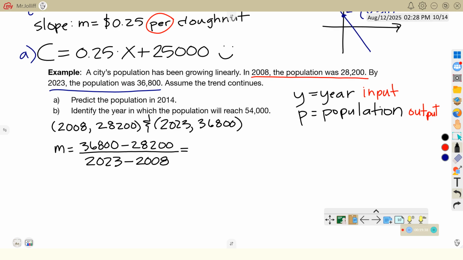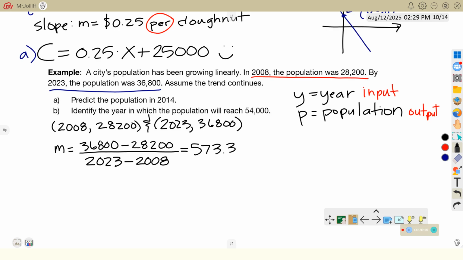36,800, 28,200, 2023, 2008. And I get 573.3333 forever and ever. Hopefully somebody else has a calculator out and is checking my math. I have been known to make boo-boos at this time of day. Perfect. I got my slope.